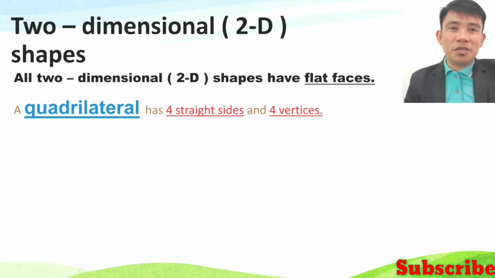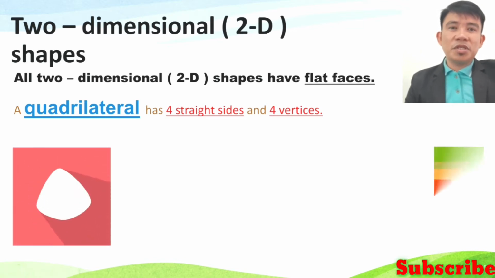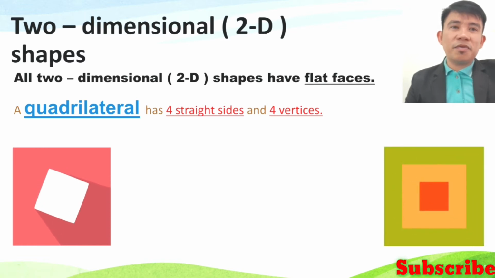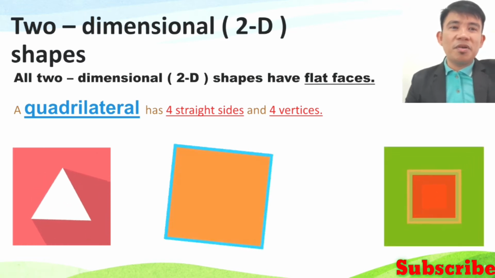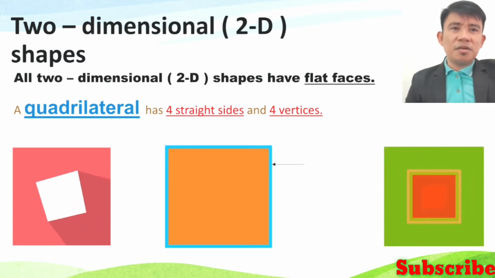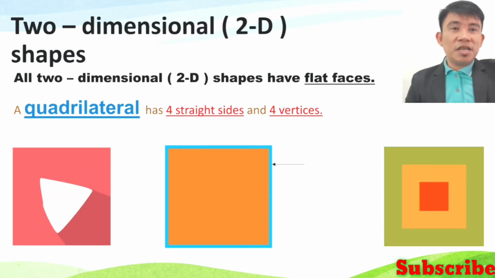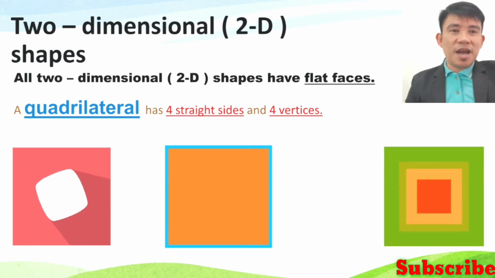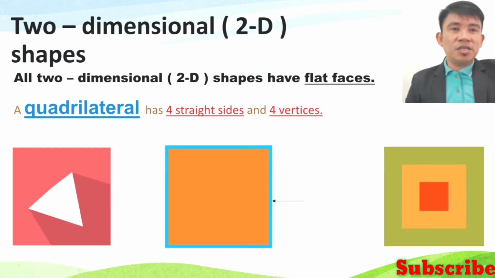So the next one is called a quadrilateral. Quadrilaterals include the rectangle and the square. So I will show you the picture of the square. Always remember that a quadrilateral has four straight sides and four vertices. Where can we find the vertices? Oh, this one is a straight side. As you can see, the arrow is pointing there. This is called a straight side.